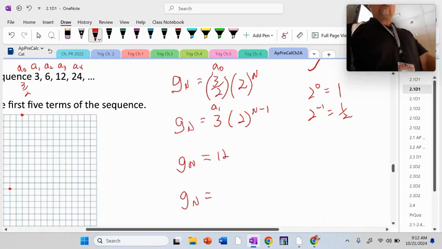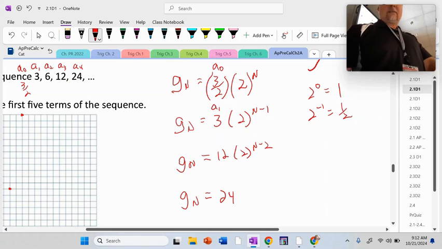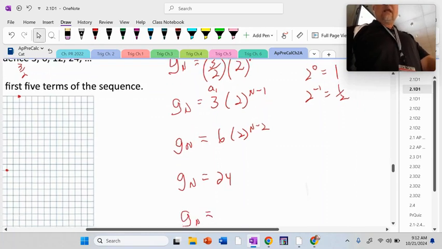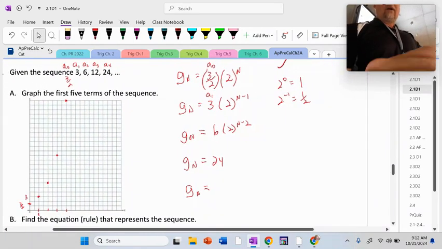All right, going too long on this. 2 to the n minus 2, right? 12, I mean, and then 24. So no, I skipped one. Sorry, I skipped one, and that was a mistake. That's 6, which is the second term. And then the third term is 12. So that's 3 off. So it's n minus 3.